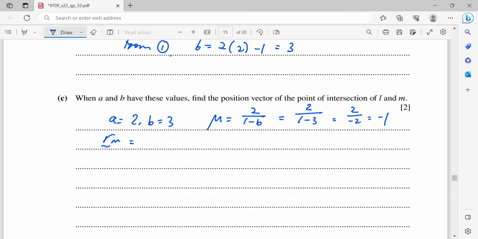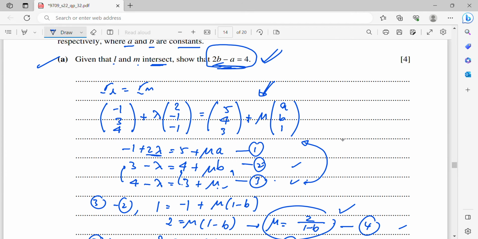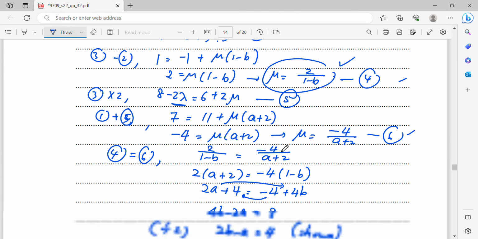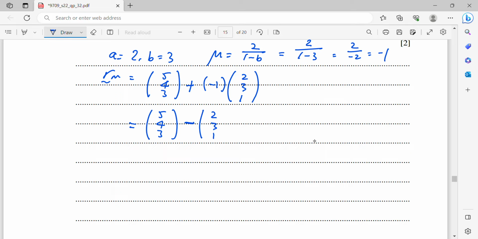So it will be, okay, go back to the question here, 5, 4, 3 plus mu times 2, 3, 1. So 5, 4, 3 plus mu is minus 1, then times 2, 3, 1. Then that will be 5, 4, 3 plus minus is minus 2, 3, 1. And then I will get 3, 1, 2.